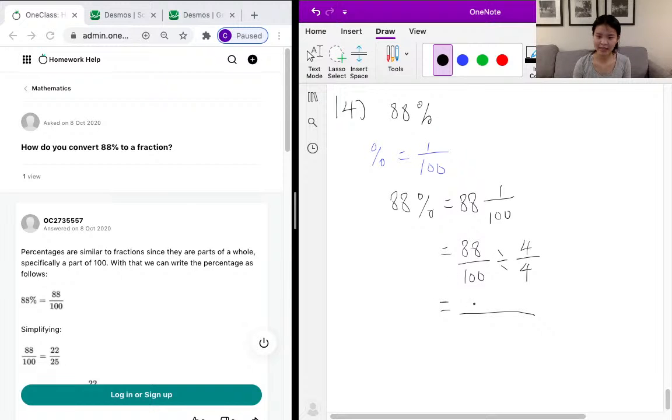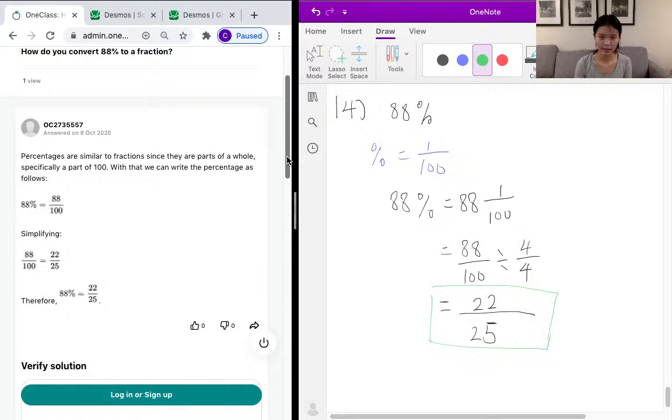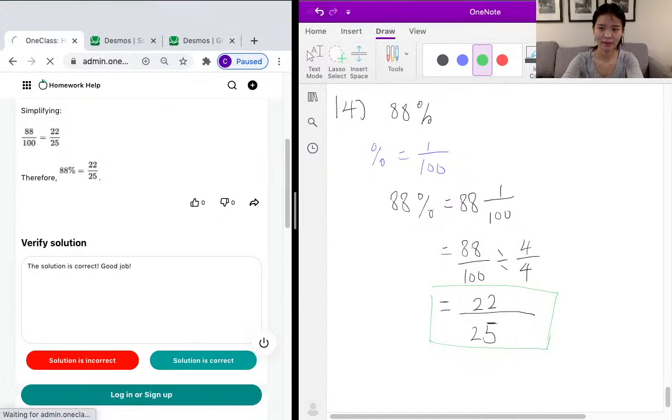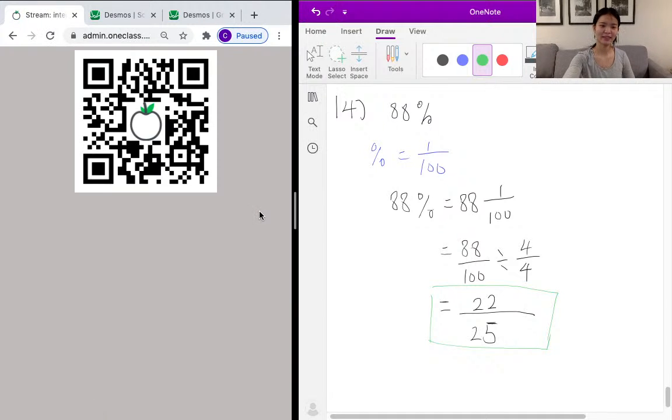So 88 divided by 4 is 22. 100 divided by 4 is 25. So 88% as a fraction is 22 over 25. And over here, nice. Let's look at the sample solution. Yep, they had the same solution. Good job! Yay! Now, we're right on time. Perfect!